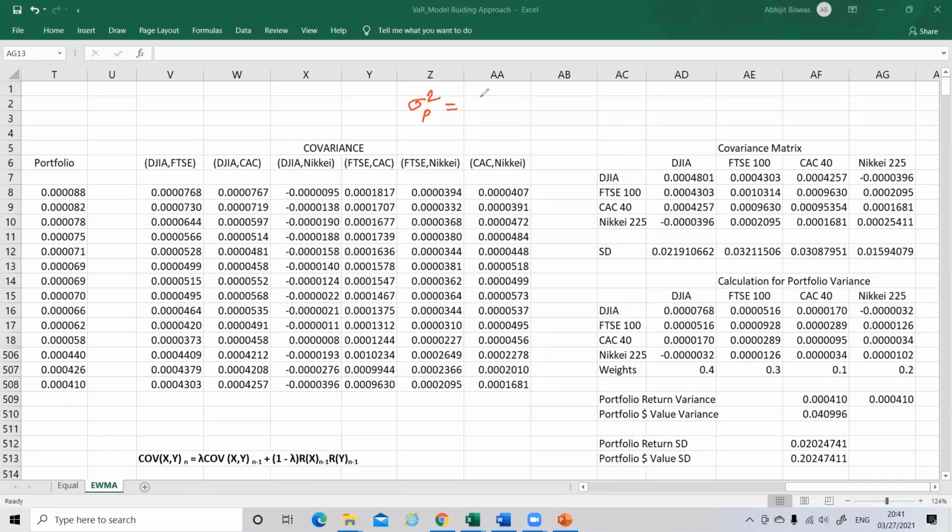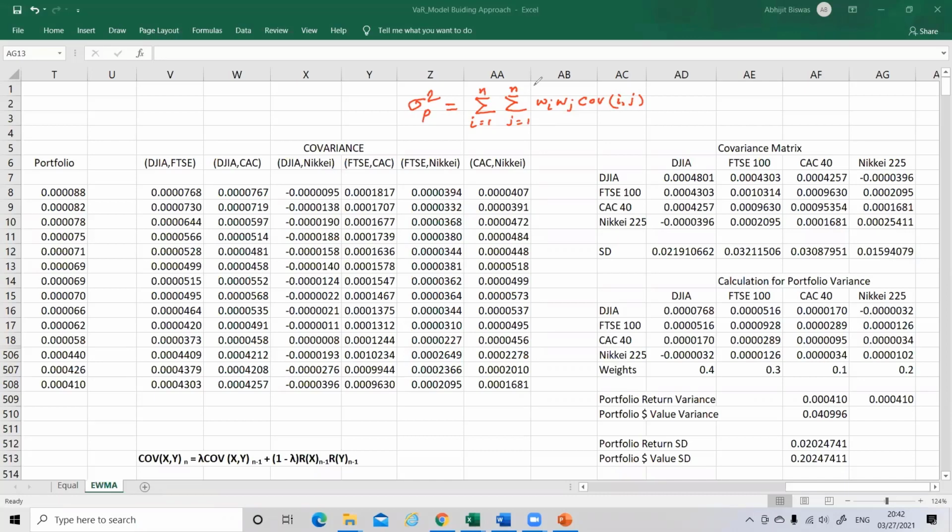The formula looks like this: double summation of Wi into Wj into covariance between i and j, where i equals 1 to n and j equals 1 to n. Okay, this is the formula.